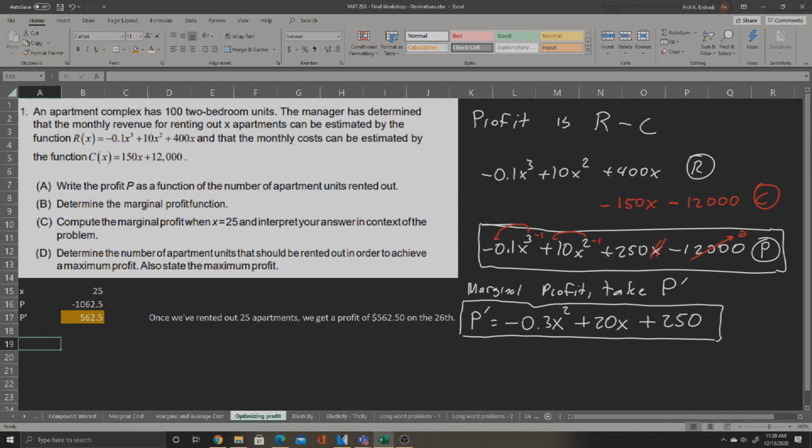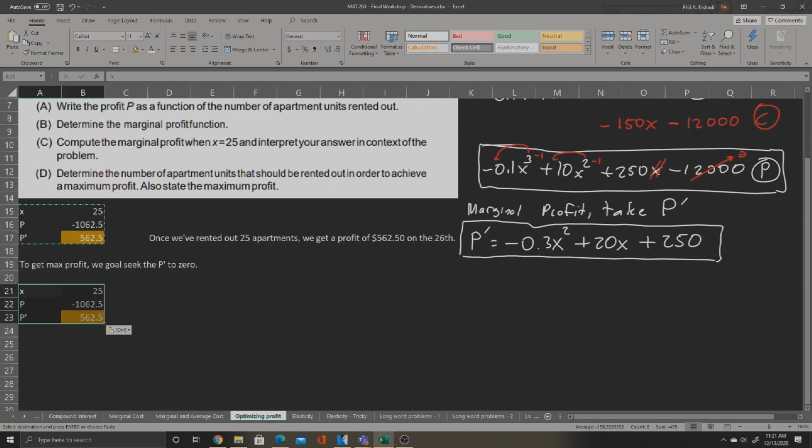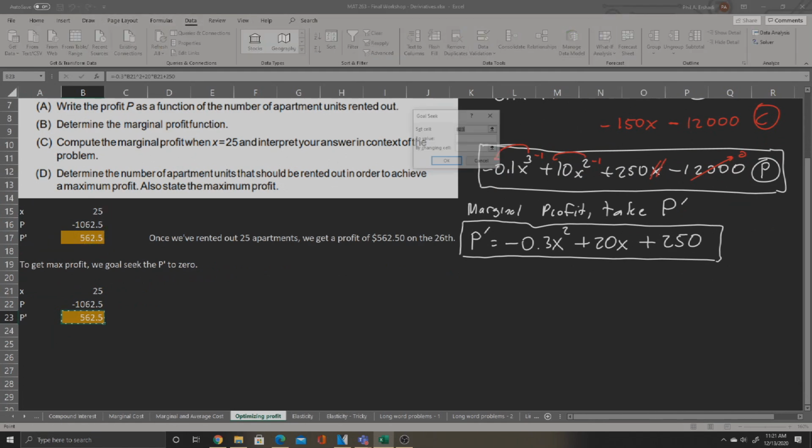Part D asks us, how do we achieve maximum profit? To get max profit, we goal seek the P prime to 0. So let's make a copy of what we just did. And we're going to go to Data, What If, Goal Seek. We're going to make that 0 by changing the x. That's going to be this box up here. And we get a negative number.